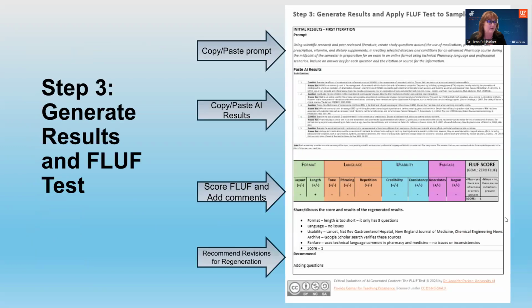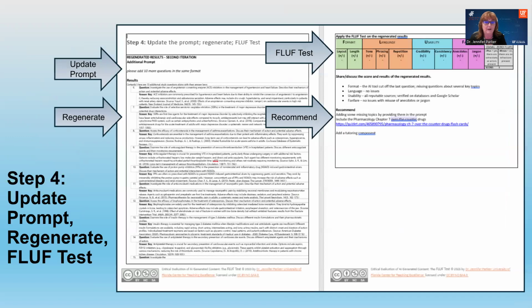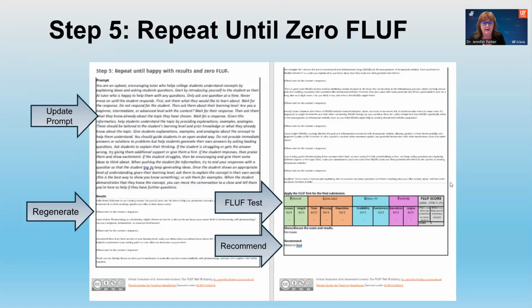In the third step, you're going to copy and paste your prompt in. You're going to take a look at your AI-generated results and you're going to FLUF test it, looking for those infractions. And then you're going to consider what are some changes I could make to my prompt or how could I update my information so it generates a better result. In step 4, you'll continue. You'll look at the FLUF infractions, refine your prompts, regenerate your results. And in step 5, if you still have infractions, continue to improve the prompts and continue to tell your AI tool what changes you want it to make.